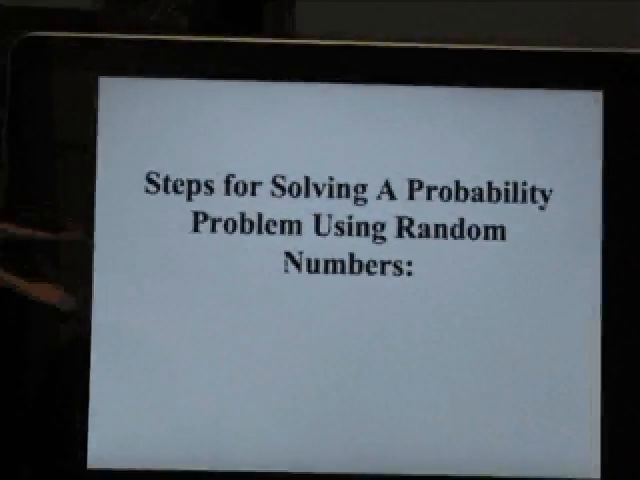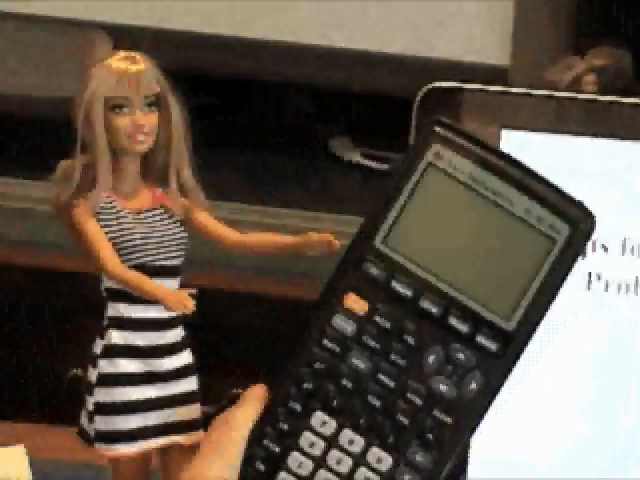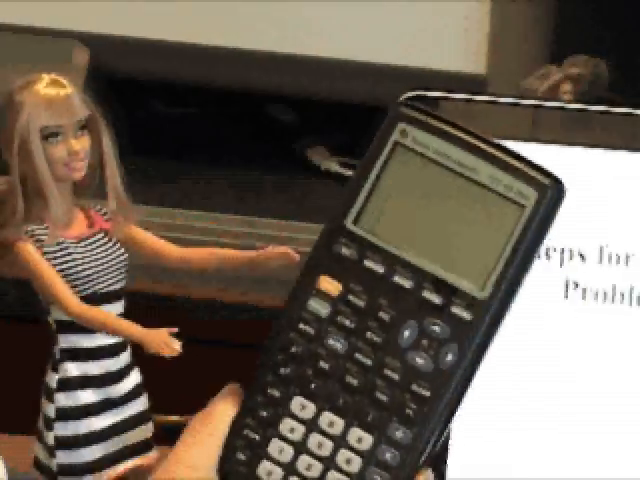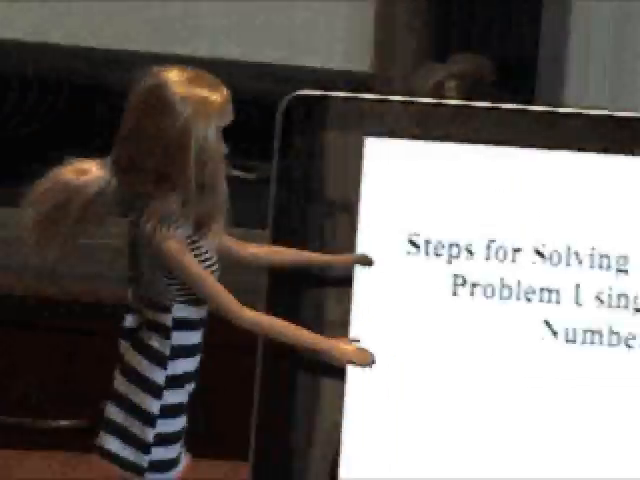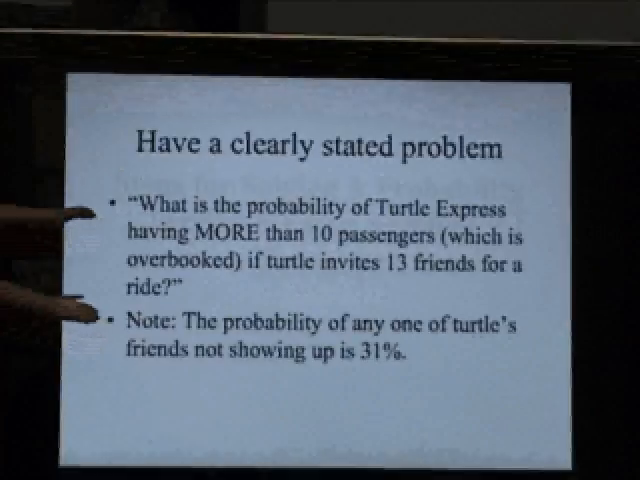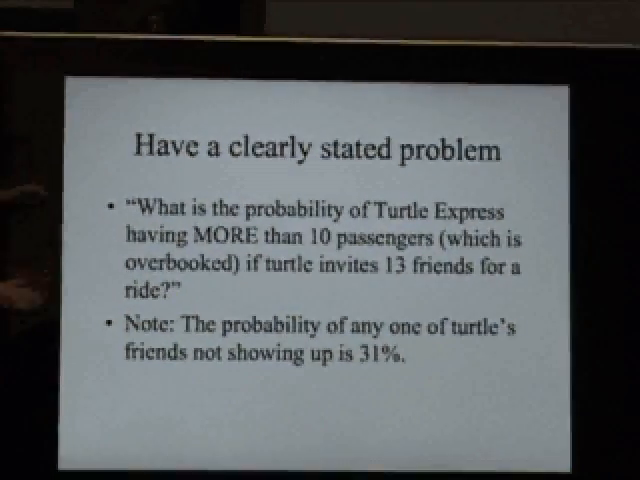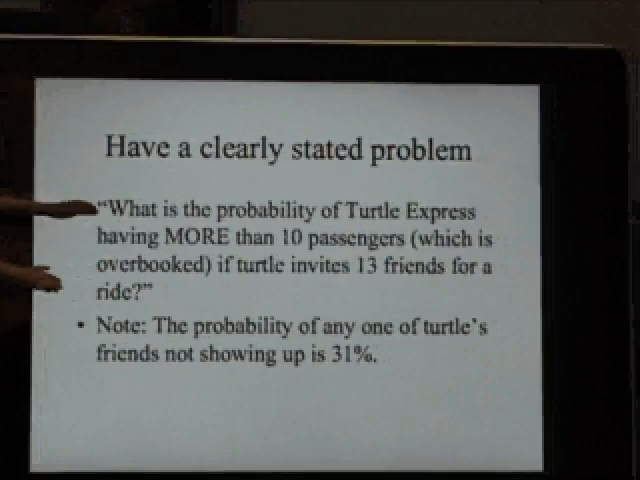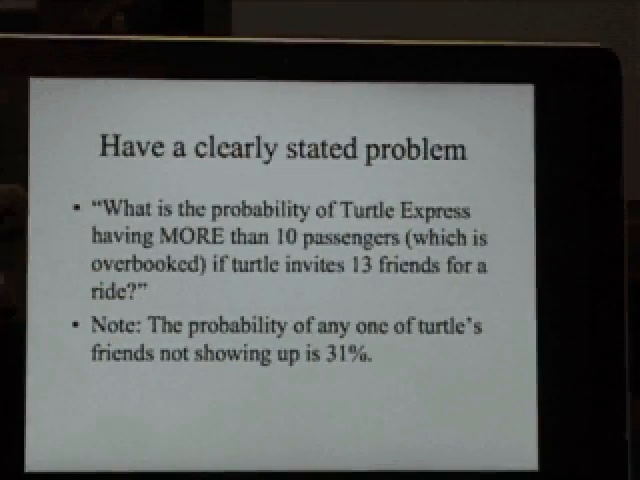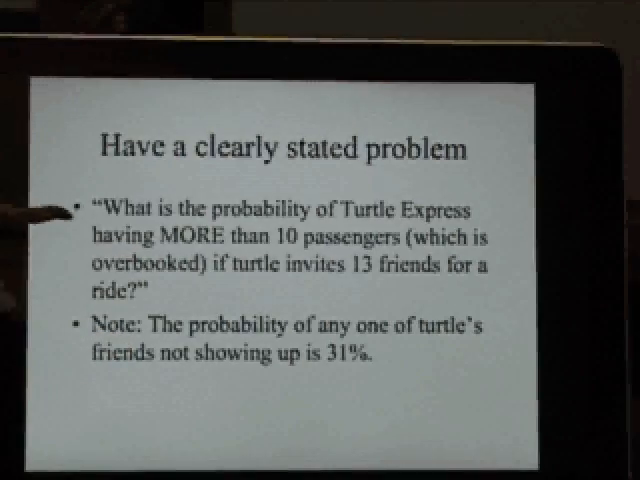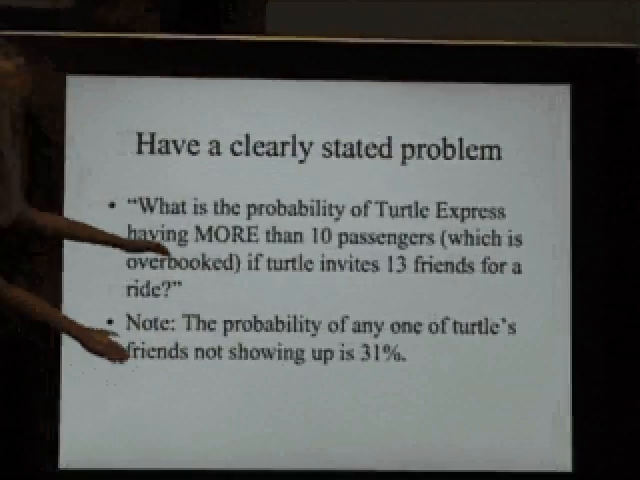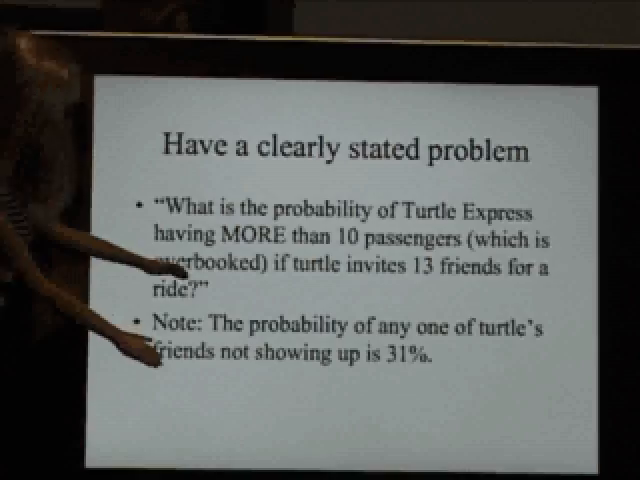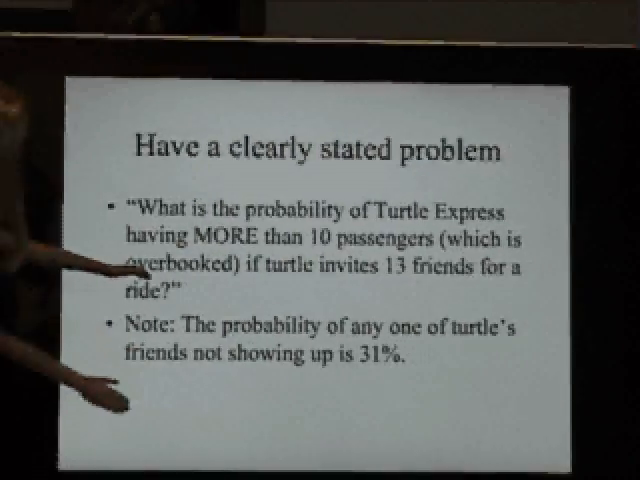So we could use a computer, or we could use a calculator. Personally, I find a computer more convenient because it is much easier. So, shall we continue? You have to have a very clearly stated problem. For example, what is the probability of Turtle Express having more than 10 passengers, which is overbooked, if Turtle invites 13 friends for a ride? Note, the probability of any one of Turtle's friends not showing up is 31%.